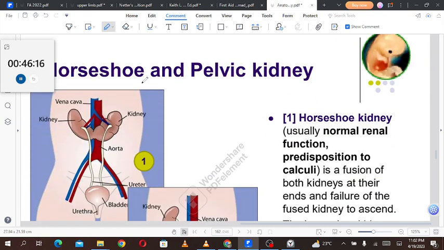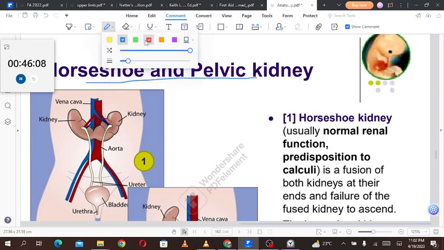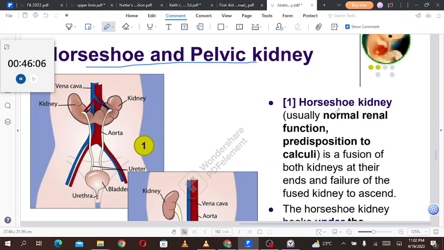Then we have horseshoe kidney, the pelvic kidney. This is something that I was talking about previously when I was trying to confuse you on the inferior mesenteric artery and the superior mesenteric artery. So now we'll talk about it over here. Horseshoe kidney usually has normal renal function, with a predisposition to calculi.